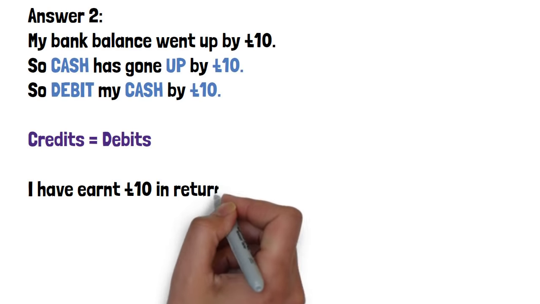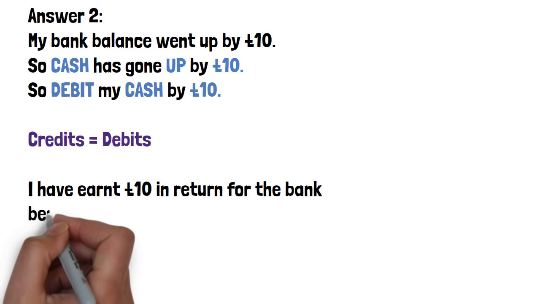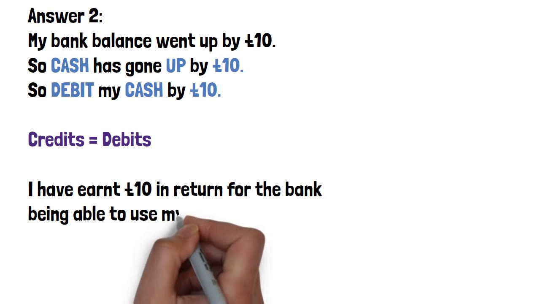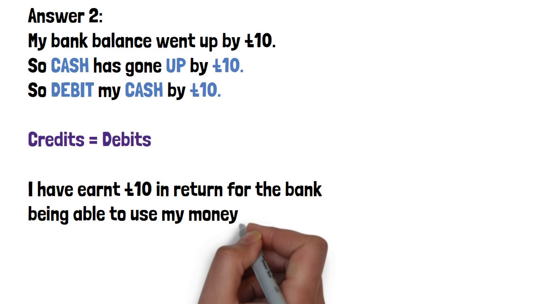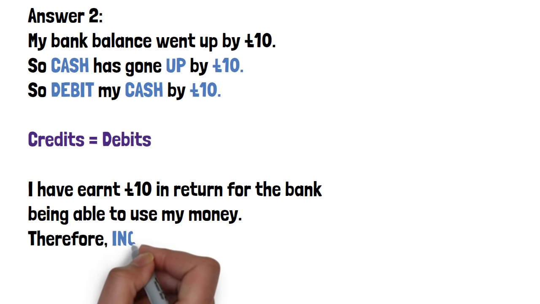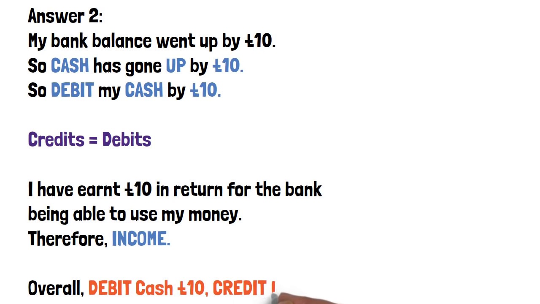Now let's apply rule number 1. Credits must equal debits. We've already debited cash £10, so we need to credit something for £10. So what do we credit in this scenario? Well, I've earned £10 in return for the bank being able to use my money. And so because I've earned this money, it's income. So overall, I go debit cash £10, credit my income £10.